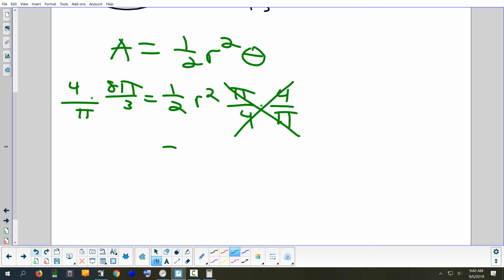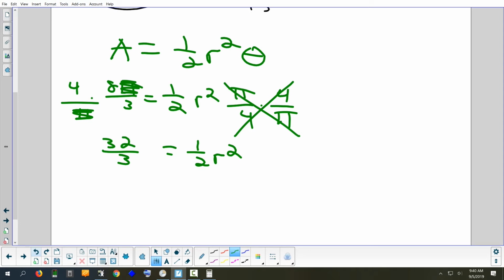So on the right, you still have this. What do you have on the left? Well, actually, what happens on the left? Let's see. Yep, pi's cancel there. Okay. Now what do you have on the left? 32 over 3. Yep.